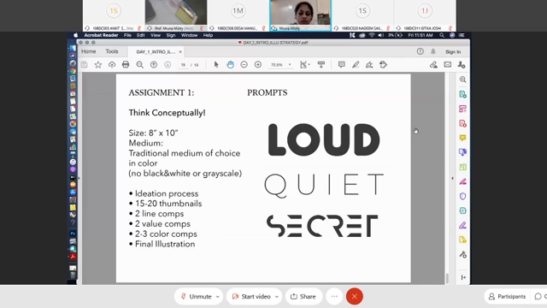So think of it as going on a magazine cover. One of those really cool indie magazines that don't have a lot of text on it, so your illustration can be the focus. But the idea is that your illustration should be loud, quiet, or secret without it having to say so.